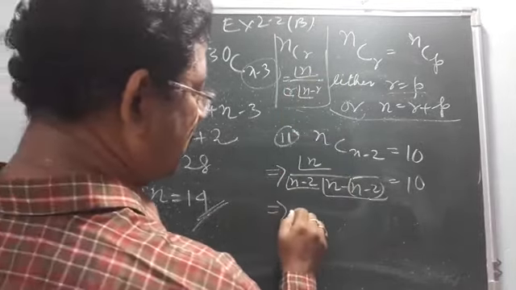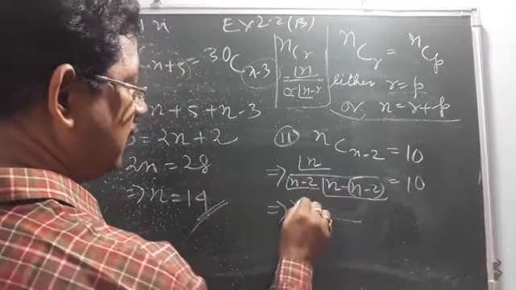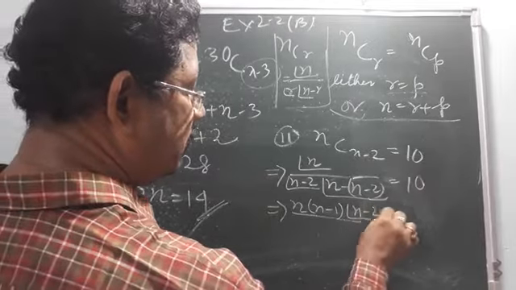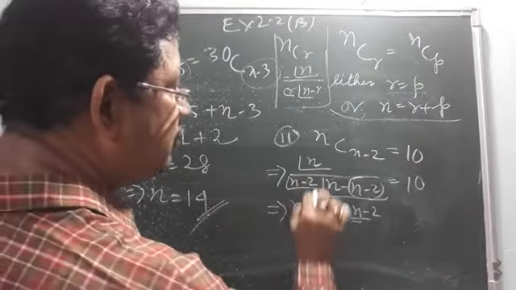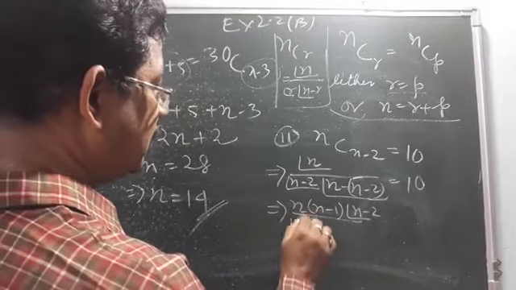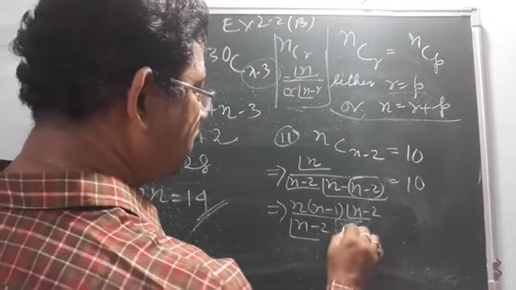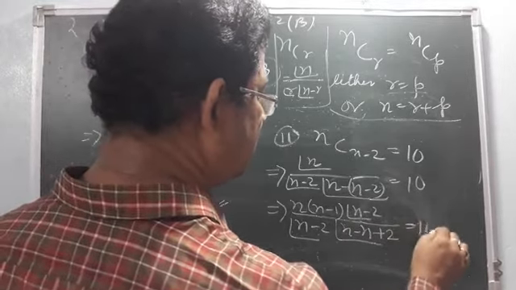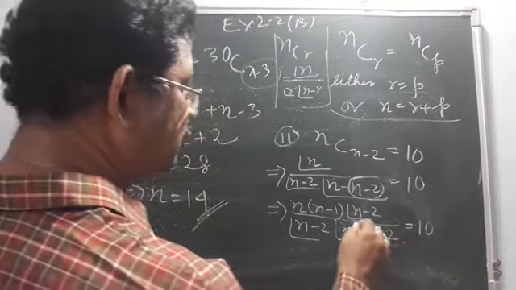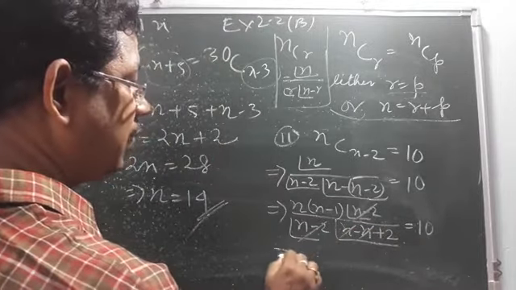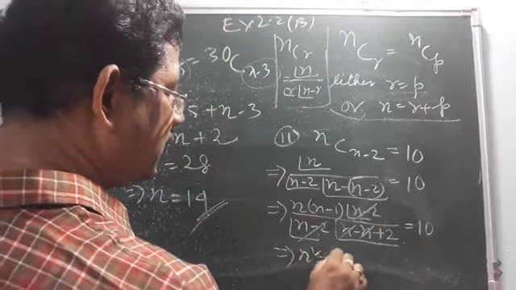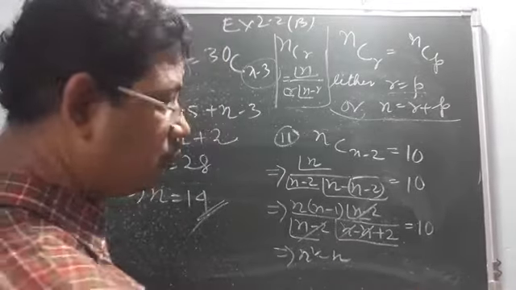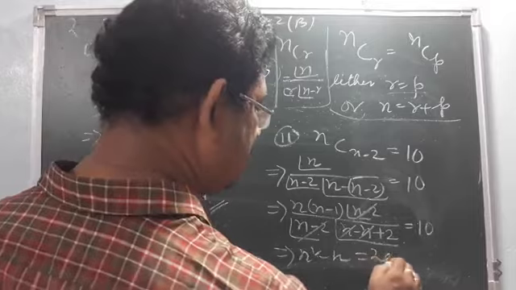So it will be what? I can write factorial n as n into n minus 1 into factorial n minus 2, decreasing by 1 each time. Then this is factorial n minus 2, and in the bracket n minus n plus 2 is equal to 10. This will cancel, that also cancels. So what we get? n squared minus n over factorial 2, and factorial 2 is 2. 2 into 10 is 20.